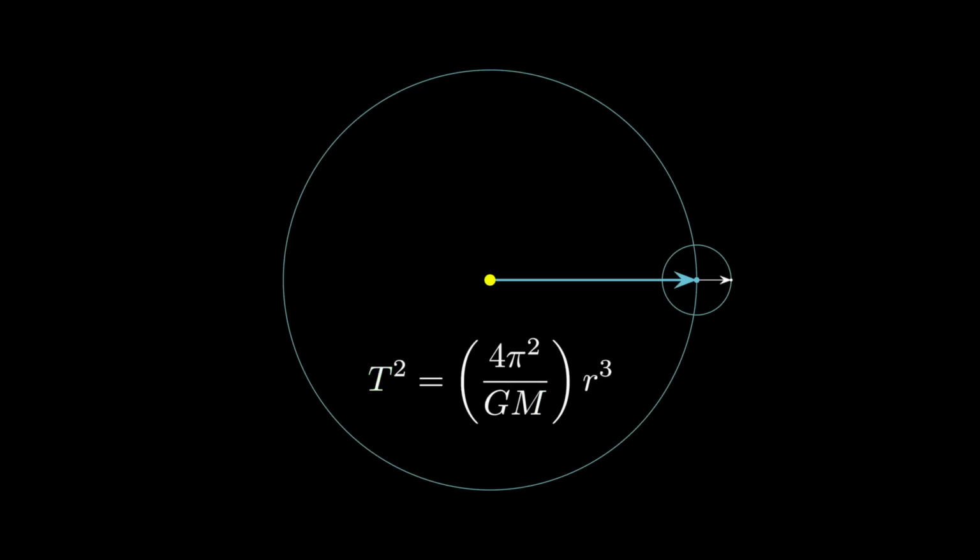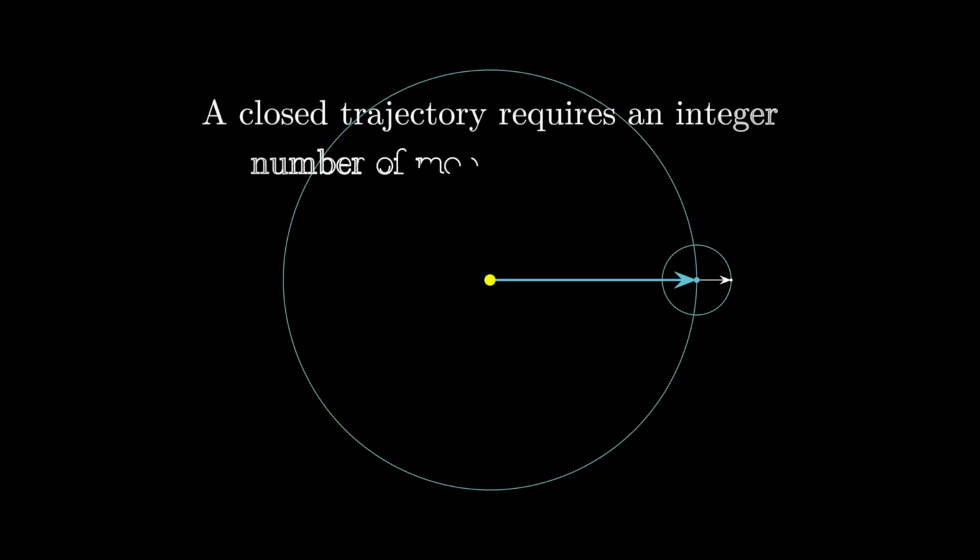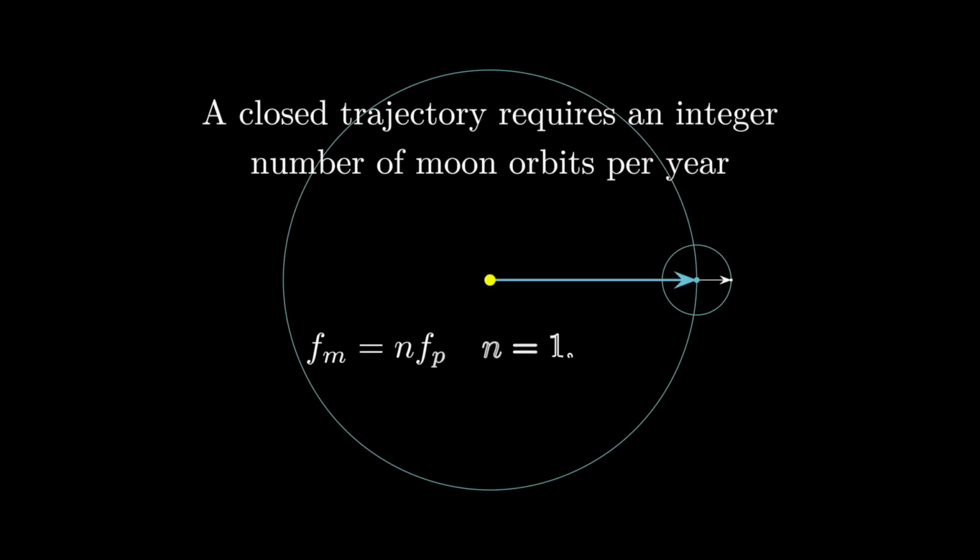Of course, if we want the moon's trajectory to form a closed path around the star, then we need to choose the orbital period so that the moon completes an integer number of orbits around the planet each year. Stated another way, the moon's orbital frequency around the planet must be an integer multiple of the planet's orbital frequency about the star.